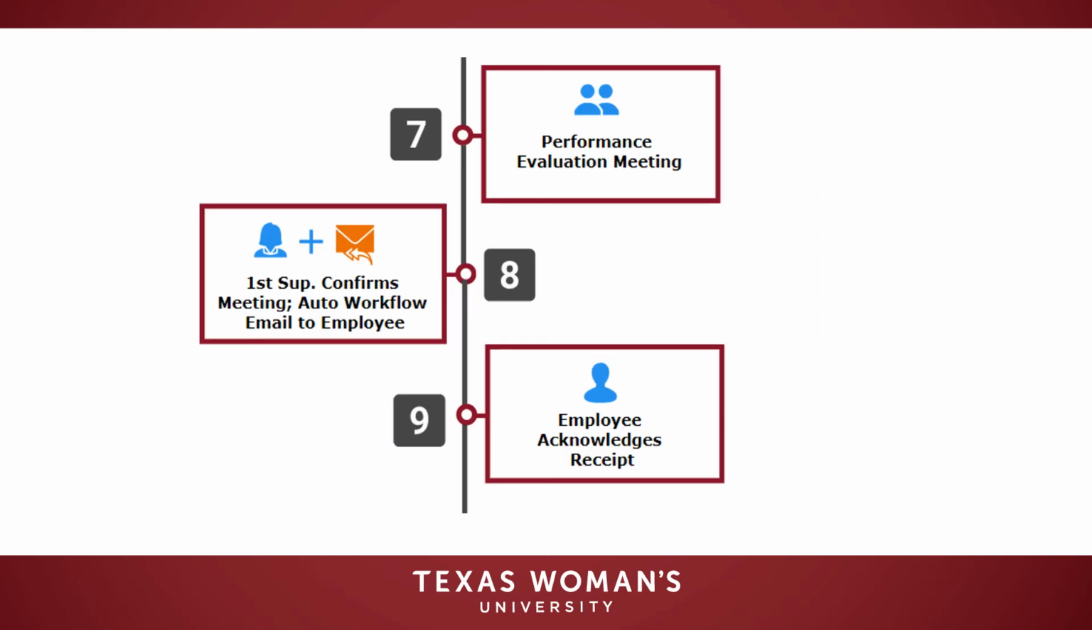Following the approval process, the first level supervisor will conduct the face-to-face performance evaluation. Once the performance evaluation is complete, the first level supervisor will confirm the meeting has occurred in the SharePoint system by clicking on I have met with my employee. An automatic workflow email will generate to the employee. The employee will use the link in the automatic email or re-enter the SharePoint system to open the evaluation, review, and acknowledge receipt.